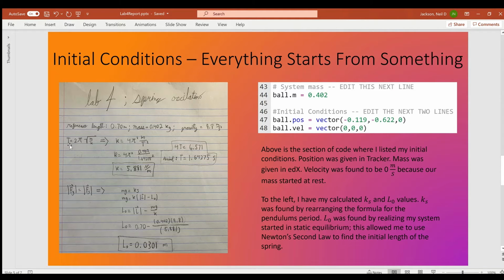I rearranged the period formula to solve for K, and in order to find the period, this is the period based off the x direction, where I took an estimate and averaged the first 4 oscillations. Then down below I found my L naught by realizing my system's in static equilibrium at the very start, so I can do this little math section to find L naught. I also knew that I was starting at rest, so my velocity would start at 0, and my initial position was given by tracker.